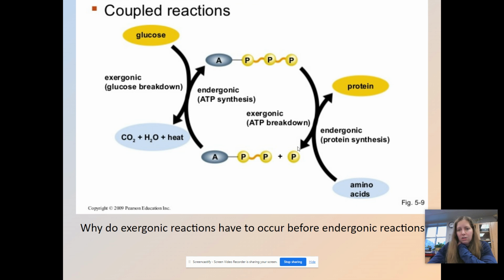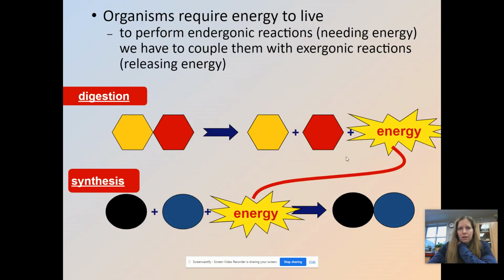So we can use the energy from that process, from breaking the ATP down, to build all the molecules that our cells need. In this case, we're looking at protein synthesis, taking amino acids and putting them together to form a protein. So we have to digest our food. We have to do exergonic reactions in order to get the energy needed to do endergonic reactions. We have to digest our food and break it apart to release the chemical energy in order to synthesize all the molecules that our cells need to survive and for us to grow and replace damaged parts.